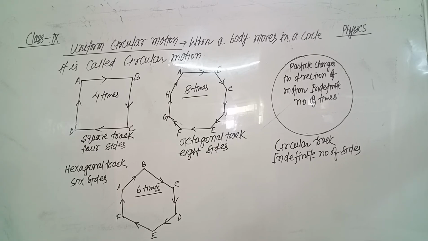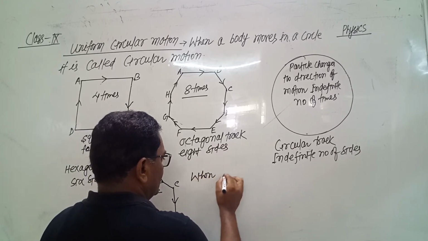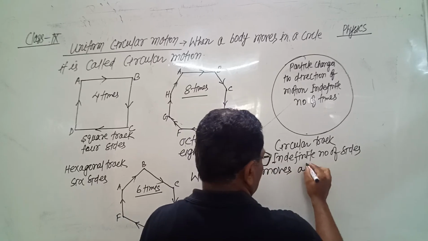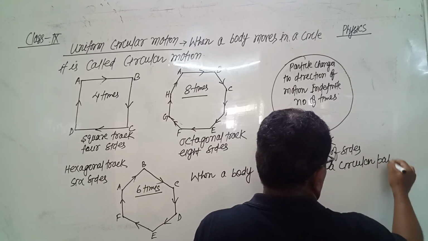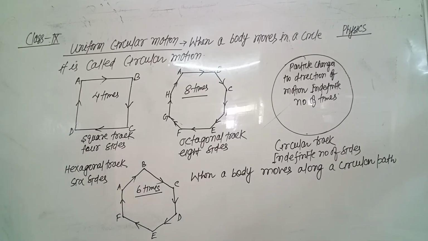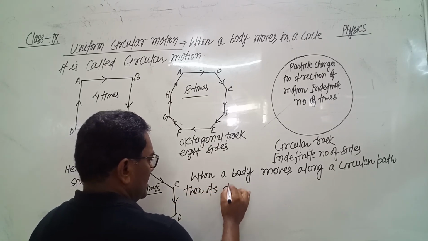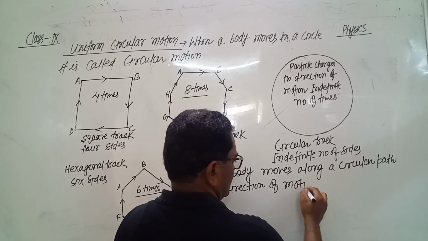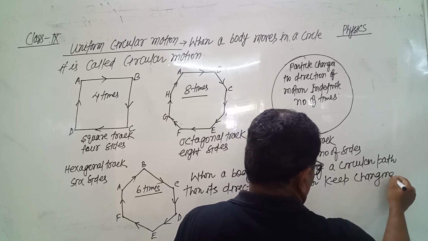So when a body moves along a circular path, then its direction of motion keeps changing continuously.